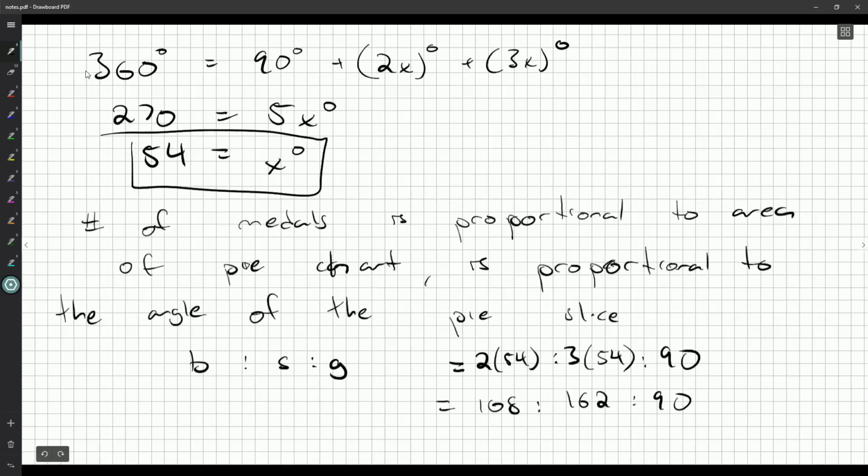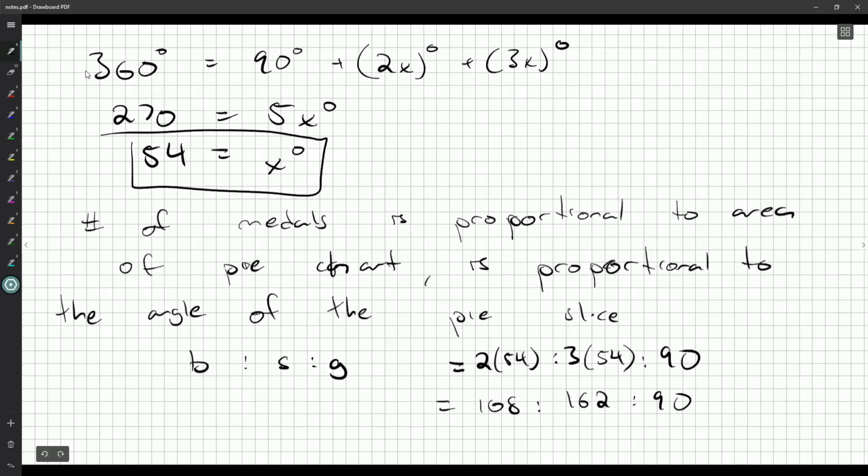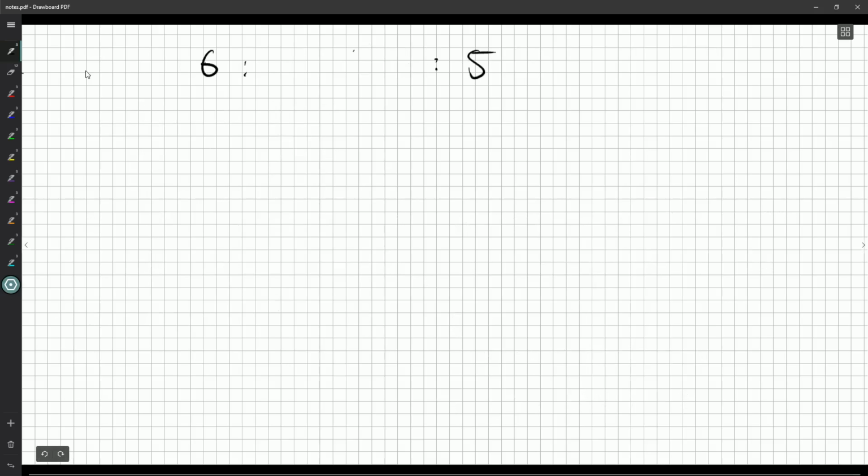108 divided by 18. Well, divided by 2 is 54. Divide that by 9 is 6. And then 162 divided by 18. Divide that by 3 is 54. Divide that by 2 is 27. Divide that by 3 is 9. And 6, 9, and 5, they have no factors in common, so we are done at that point. 6 to 9 to 5.